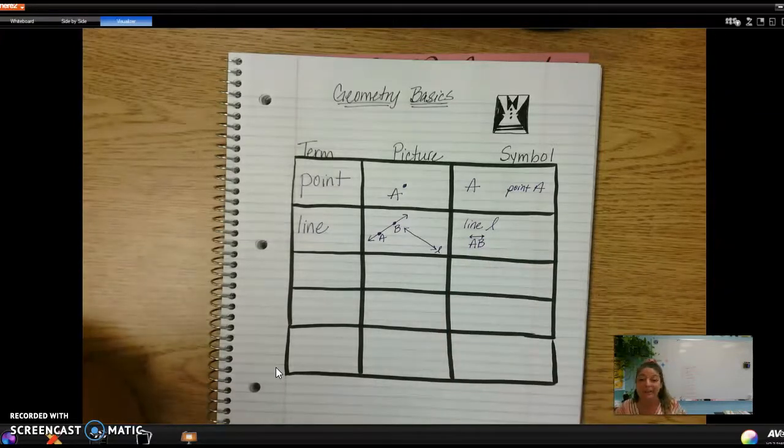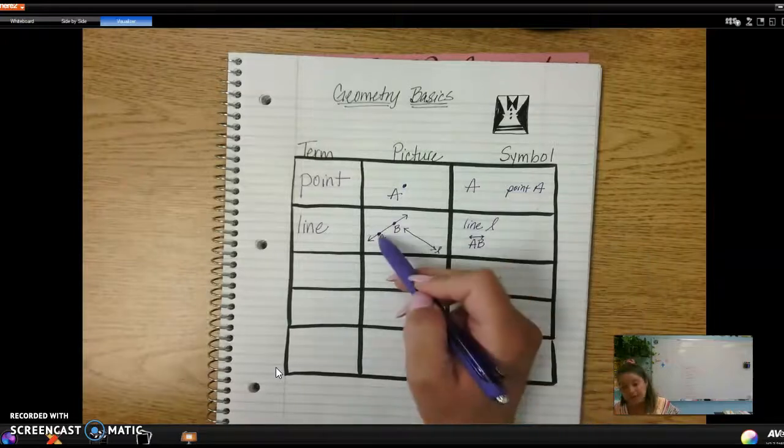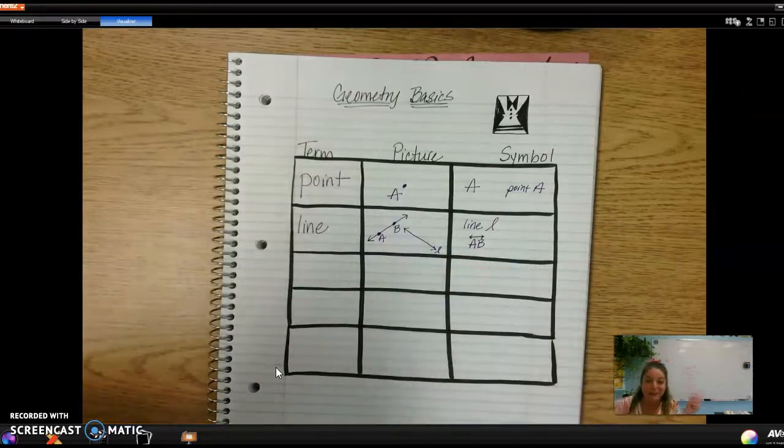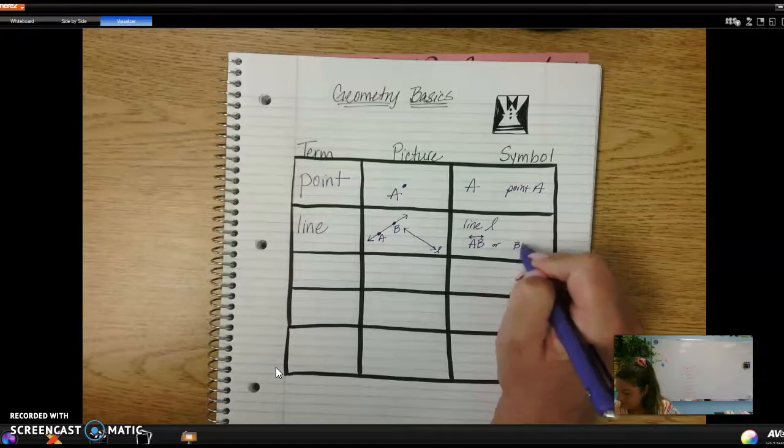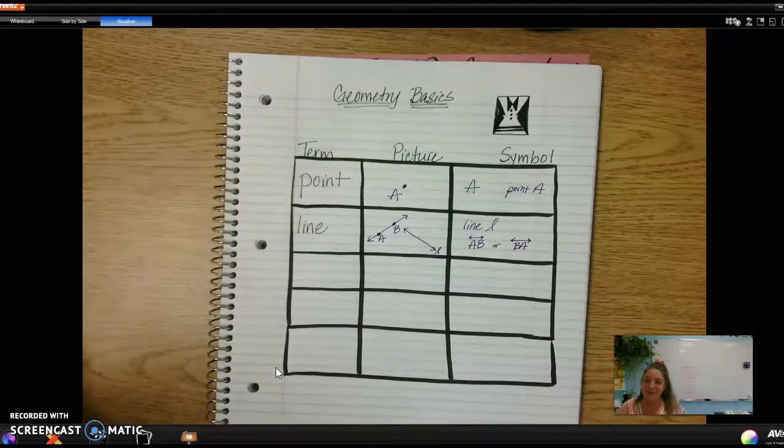Now, the cool thing about lines is that because they go on and on forever in either direction, you can write AB or you can write line BA. They mean the same thing, okay? They definitely mean the same thing.